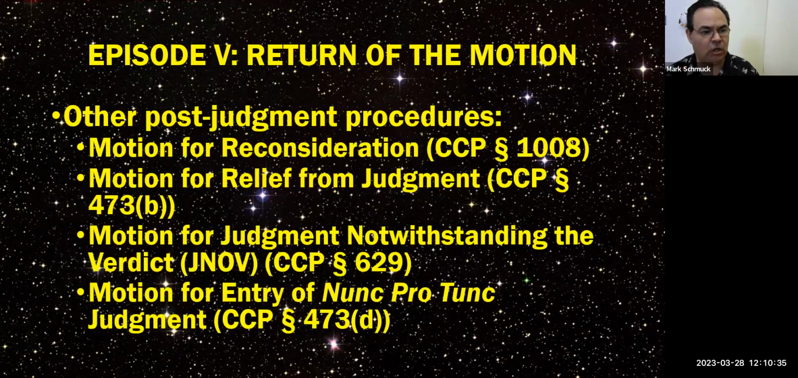What we will not be talking about in any detail, if at all, will be a motion for reconsideration, which is also available upon the entry of a judgment following a trial on the merits. That's under CCP 1008. We talked about that in episode 3. We will not be talking about motion for relief from judgment under CCP 473B. We also talked about that in episode 3. Motion for judgment notwithstanding the verdict, or JNOV, under CCP 629. We will not be talking about that, although a lot of the principles that we'll be talking about are the same.